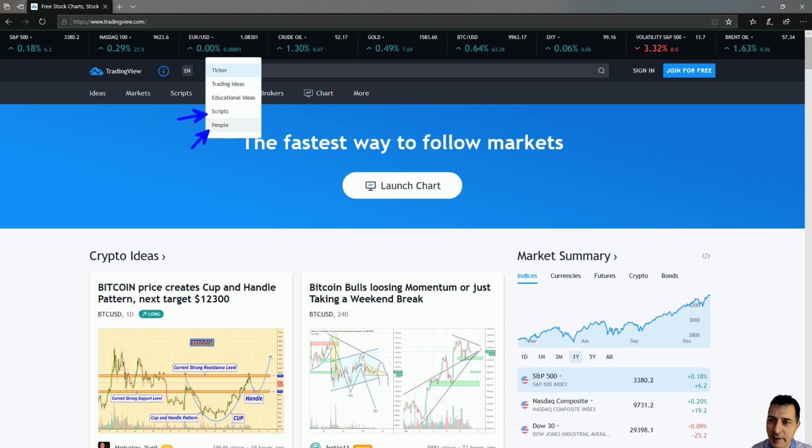Okay, scripts. What is scripts? Well, scripts is the programming language of TradingView, and there are people in the community that may develop a little simple application. And just like you could share a picture of your chart, you can also share one of those little applications that you may have designed. Maybe an indicator that does something with the ATR or anything else.